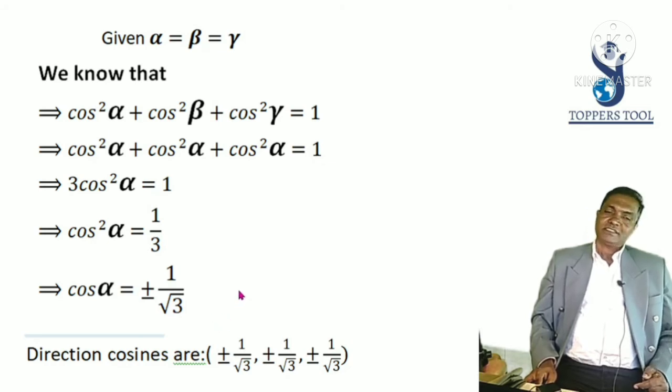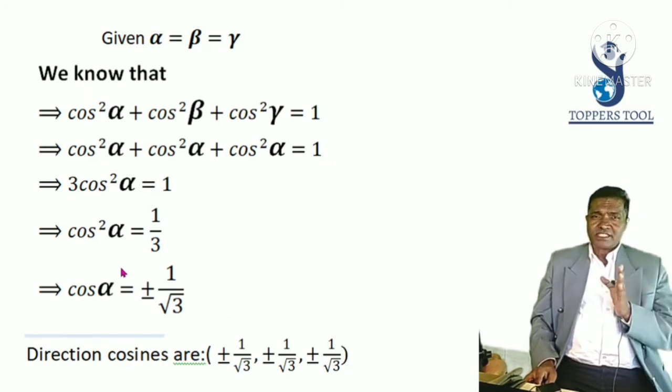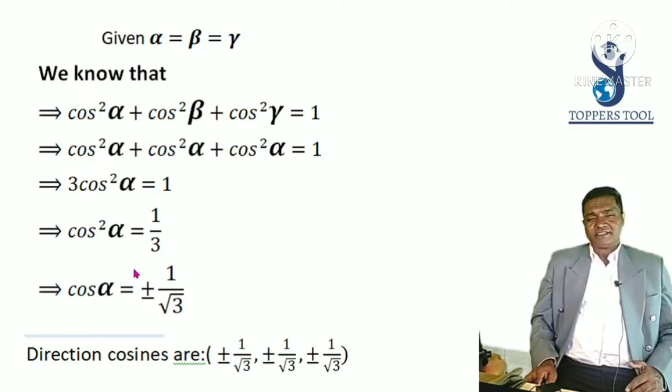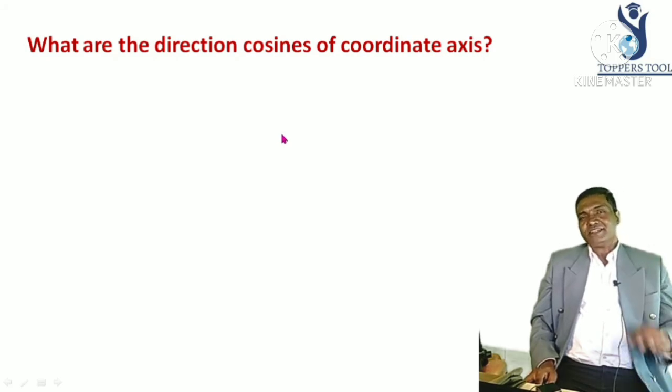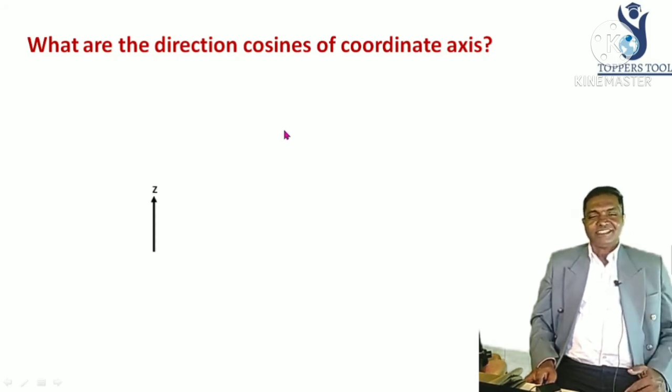So let's have one more example. Either you have to take one set of plus or minus, because a line will have unique direction cosines. So what are the direction cosines of the coordinate axes? Means what are the direction cosines of the x-axis? What are the direction cosines of the y-axis? And what are the direction cosines of the z-axis? Let's see here.